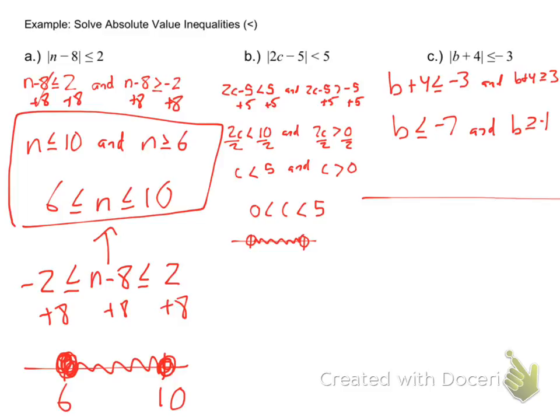So let's graph it and find out where they overlap. Negative 7's there, negative 1's there. I think everybody would agree that they would be closed dots, yes? Where is b less than or equal to negative 7? It's going that way, isn't it? Where is b greater than or equal to negative 1? Where do they overlap? Nowhere. They don't. So this is no solution. No solution.